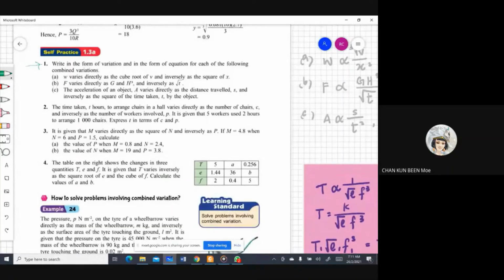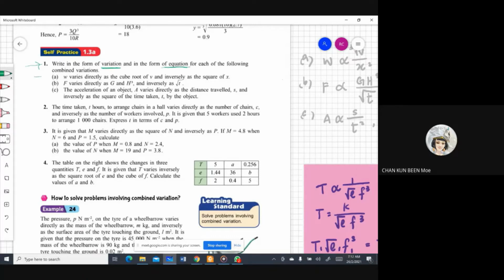Self-practice 1.3a. Write in the form of variation and in the form of equation for each of the following combined variations. So they ask you to write in the form of variation, meaning that the relation varies directly as or varies inversely as, or the combined one. And then in the form of equation.